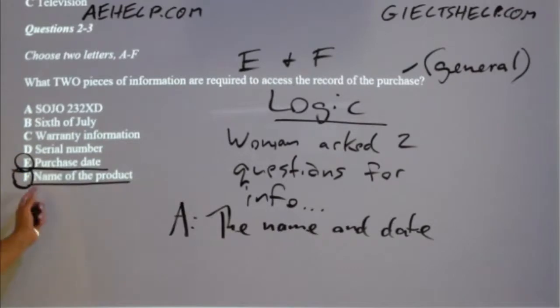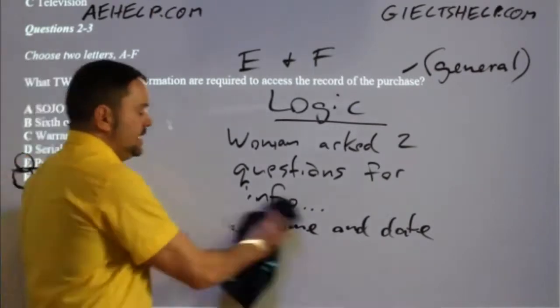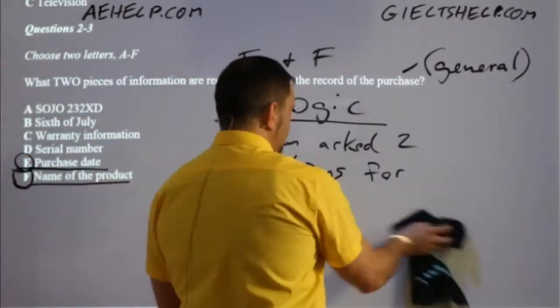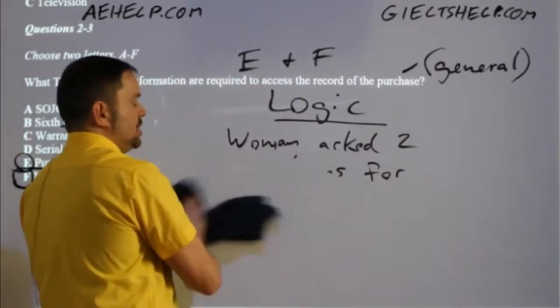Okay? So that's what she asks for. And the man says the date, and the man says the name. Okay? She doesn't talk about the serial number or the warranty information. Okay? So the correct answers are E and F. The order doesn't matter in your answer sheet.